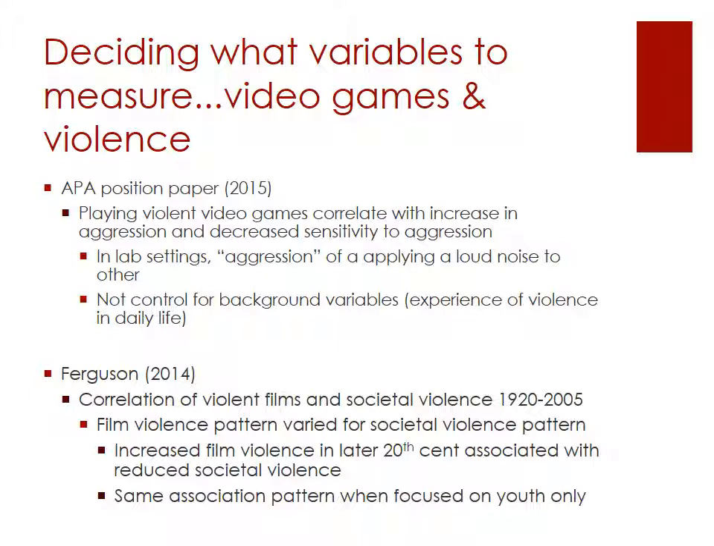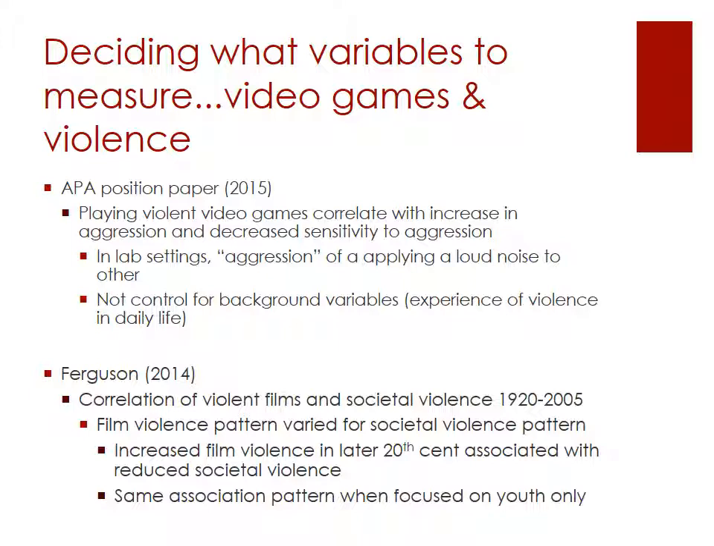Now, here's what's important. In the lab settings for most of these studies, aggression was measured by having the person apply a loud noise to another person. They did not control for background variables such as experience in violence in daily life, which we do know is a really strong predictor for expressing violence. Indeed, a wealth of research shows that individuals living in homes with domestic violence are much more likely to use violence and aggression themselves, and this was not controlled for in the studies.